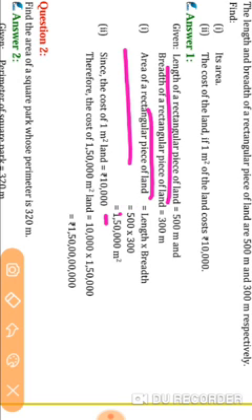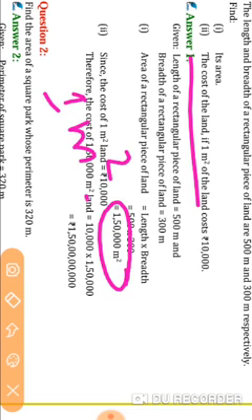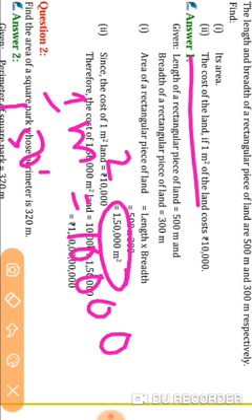5 3s are 15. So how many zeros are there? 1, 2, 3, 4. So 4 zeros are there. So how much is it? 1,50,000 meter square. Second question is the cost of the land if 1 meter square of land costs 10,000. This area has 1,50,000 meter square of land. For 1 meter square it is 10,000, so for 1,50,000 meter square, how much is it?